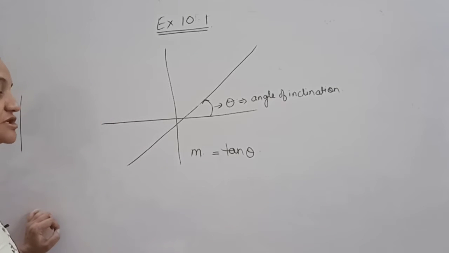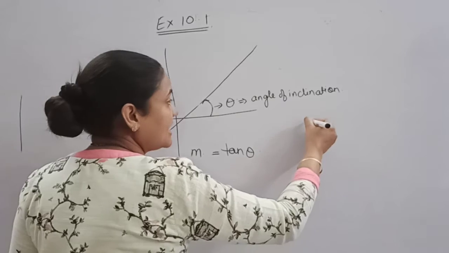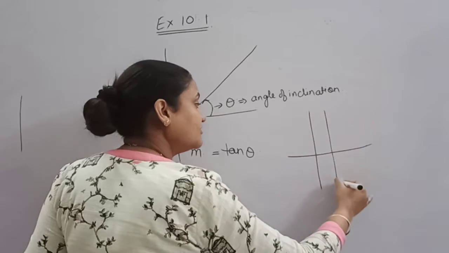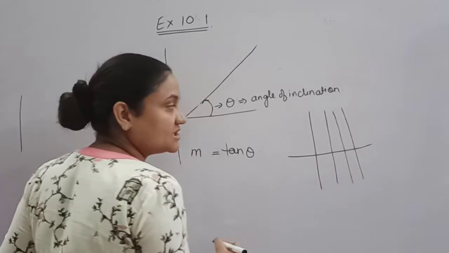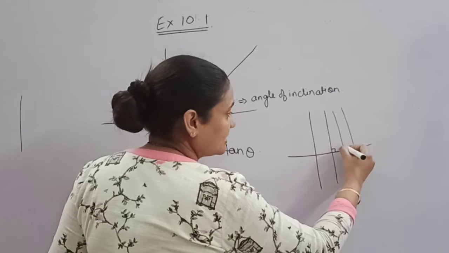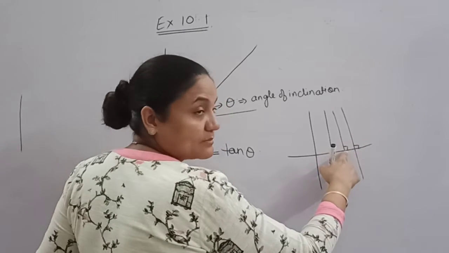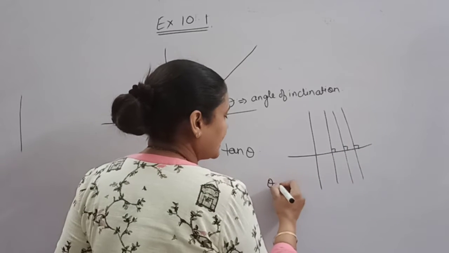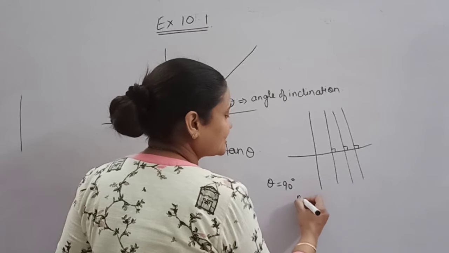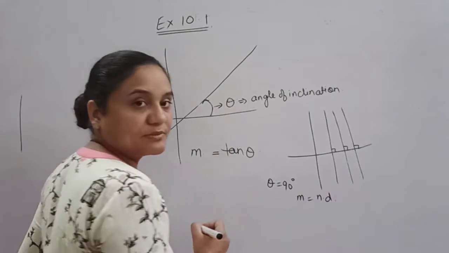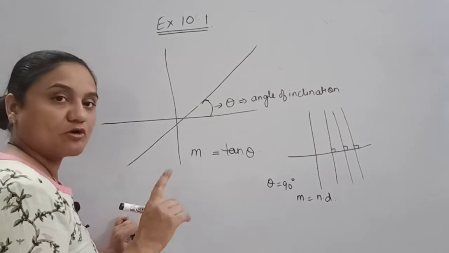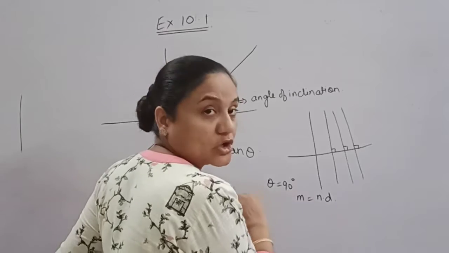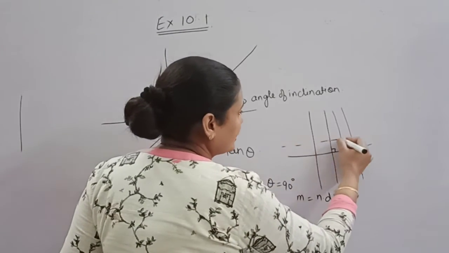Now to find out the slope of the line, suppose the line is parallel to the y-axis. This we studied yesterday. For lines parallel to the y-axis, what will be the slope? See, the angle is equal to 90 degrees, the angle between the positive x-axis and the line. If theta is equal to 90 degrees, it means the slope is not defined. It means the slope of the y-axis and the lines parallel to the y-axis is not defined.